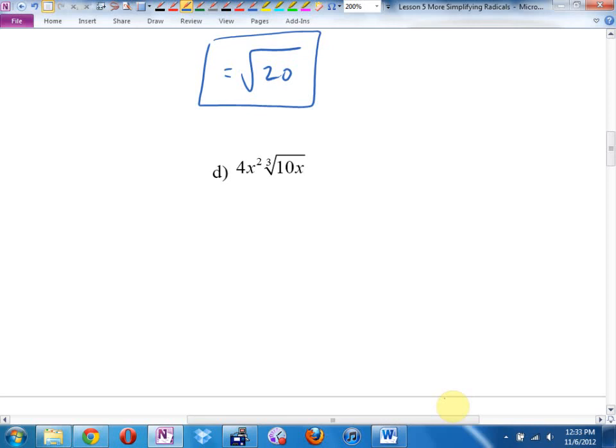What kind of a root are we dealing with? Square root, cube root, fourth root, fifth root? Cube root. So think cubes, cubes, cubes. They want me to write this as an entire radical. Well, there must have been, I'll just drop the cube root of 10x down. That's part of my answer. Where'd the 4 come from? Must have been a cube root of 64.